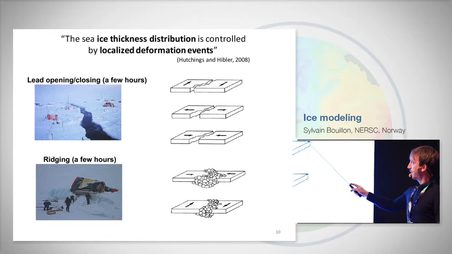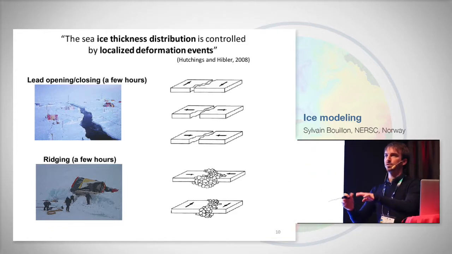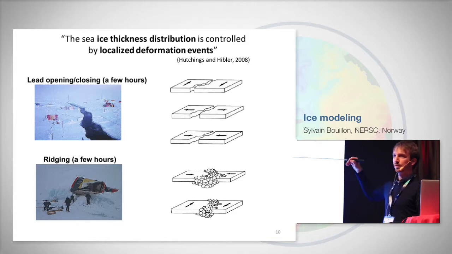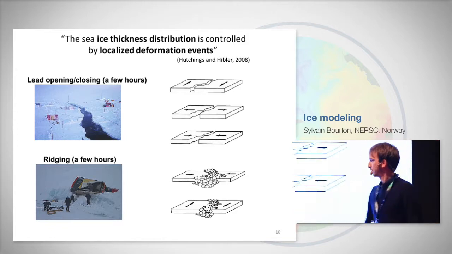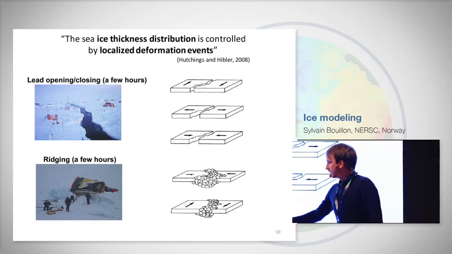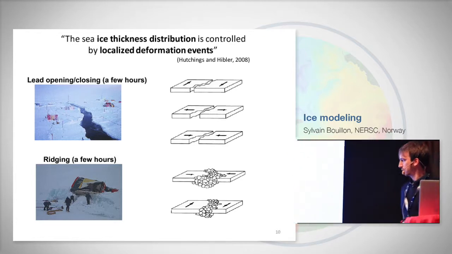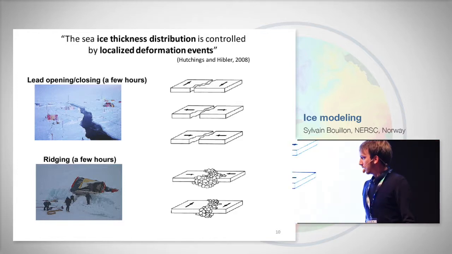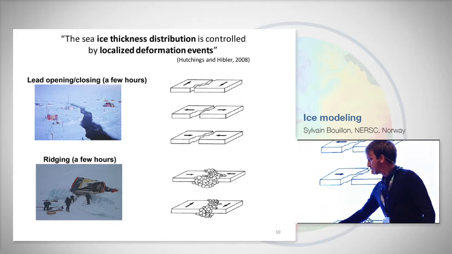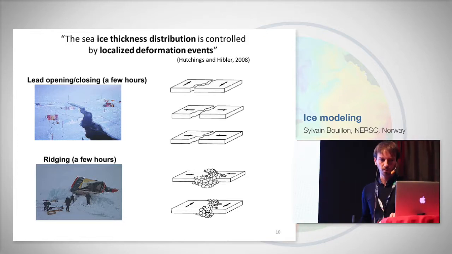So this is caused by strong localization of the deformation, or this is caused by discontinuities in the sea ice motion, either in shear, divergence, or convergence when you close the lead. And then you can also have ridging, so that's when you have strong convergence, and you can create these pressure ridges in a matter of a few hours.